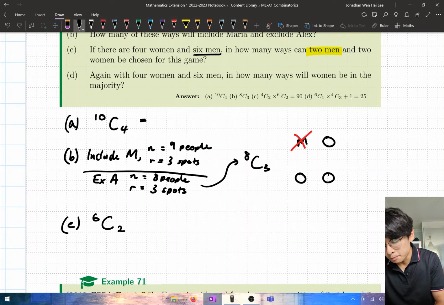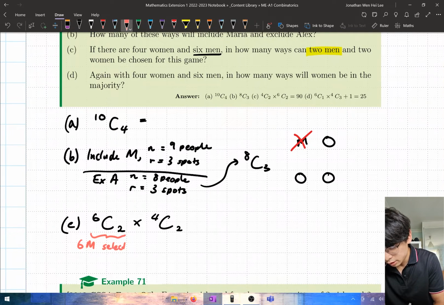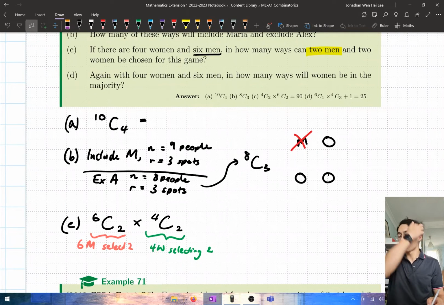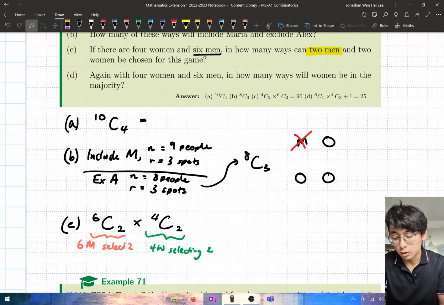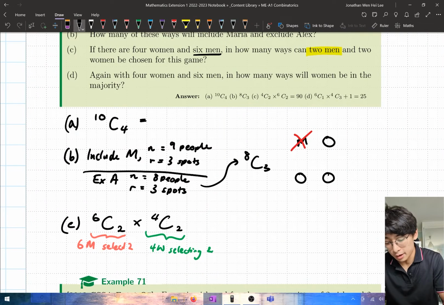Then on top of that, we need to multiply this with how many ways we can choose the women. So there are 4 women, and we need to choose 2 of them. So that's going to be 4 choose 2. Let me just make a note. So this is for the 6 men, and we're selecting 2. And for this one, we've got 4 women, and we're selecting 2. And so the answers also tell me that this is equal to 90. So let's leave that for now.